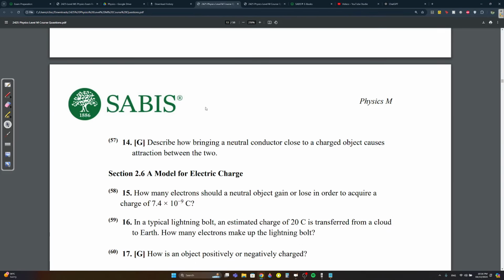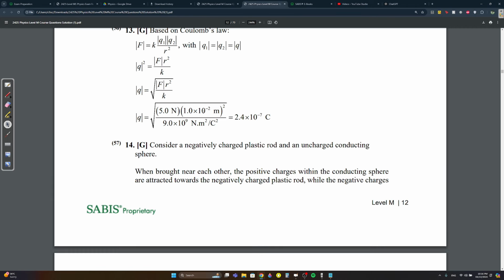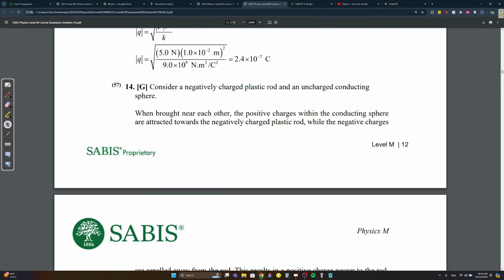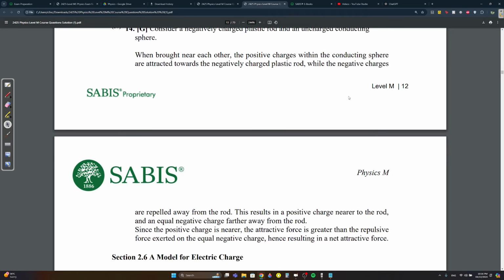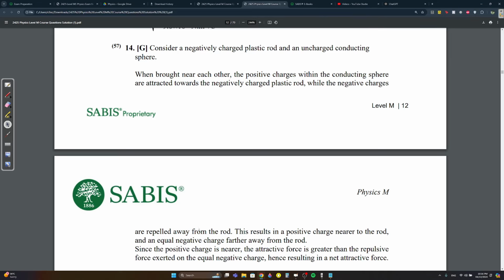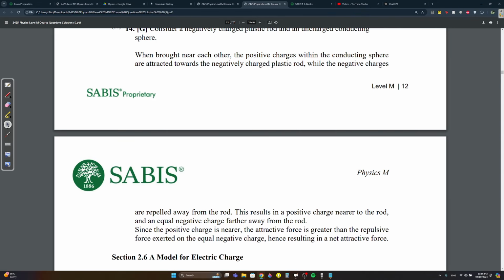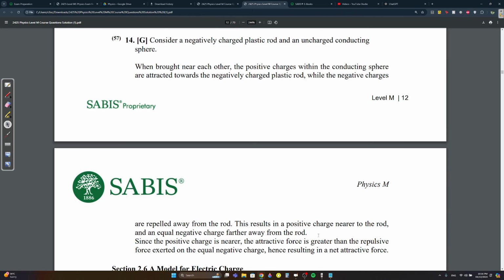Describe how bringing a neutral conductor close to a charged object causes attraction between them. Consider a negatively charged plastic rod and a neutral sphere. When brought near each other, the positive charges within the conductor sphere are attracted to the negative charge of the rod, while the negative charges are repelled away from the rod. This results in a positive charge near the rod and an equal negative charge further away from the rod. Since the positive charge is nearer, the attractive force is greater than the repulsive force, giving a net attractive force.